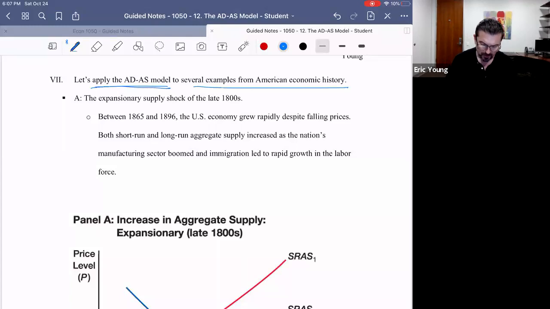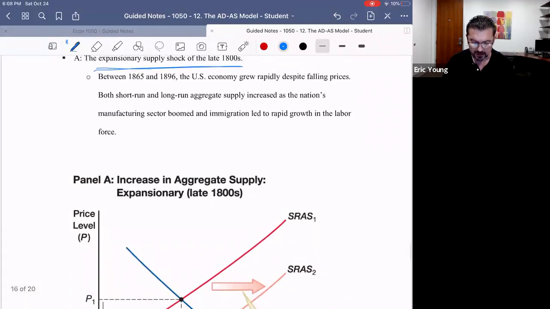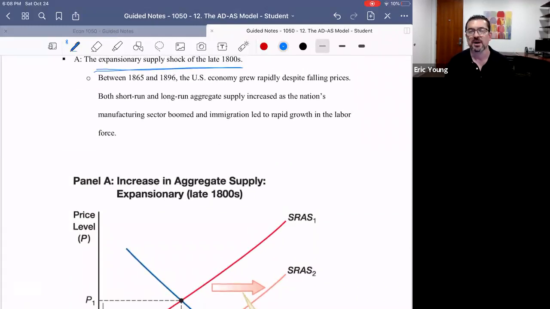Okay, so first one, what we're going to analyze was the expansionary supply shock of the late 1800s. And again, all this stuff is real American economic history. It's not abstract, not hypothetical. So between the years 1865 and 1896, the US economy grew rapidly. And when we say that it grew rapidly, remember we're talking about increases in real GDP. But what was remarkable was that the economy grew rapidly, even though prices were falling.